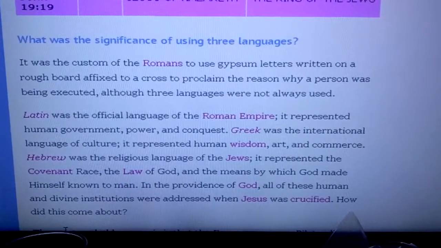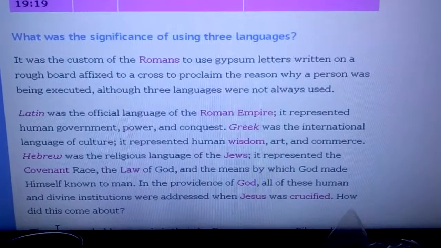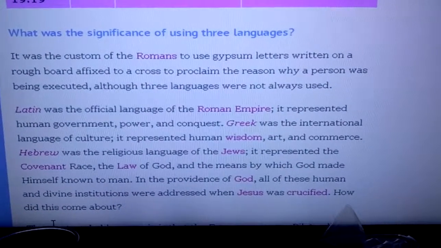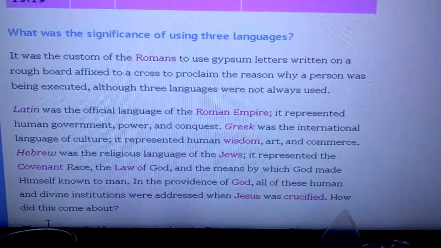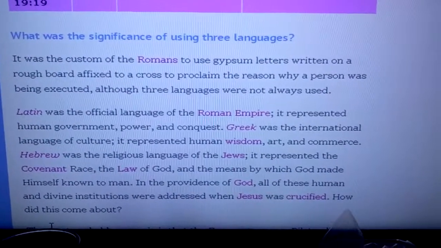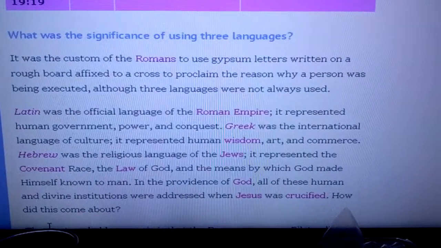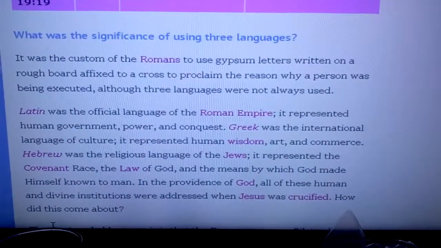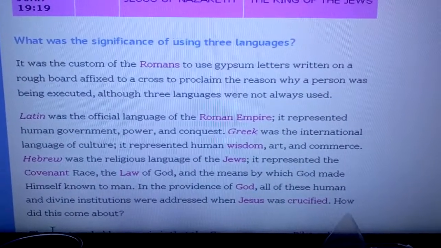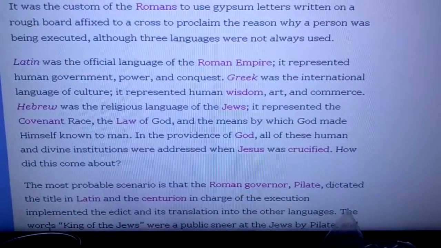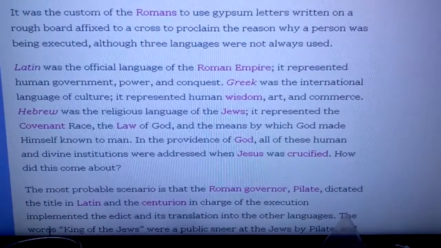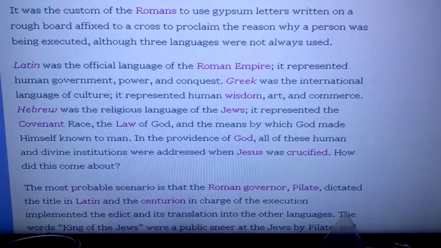Greek was the international language of culture. It represented human wisdom, art, and commerce. Hebrew was the religious language of the Jews. It represented the covenant race, the law of God, and the means by which God made himself known to man. In the providence of God, all these human and divine institutions were addressed when Jesus was crucified.